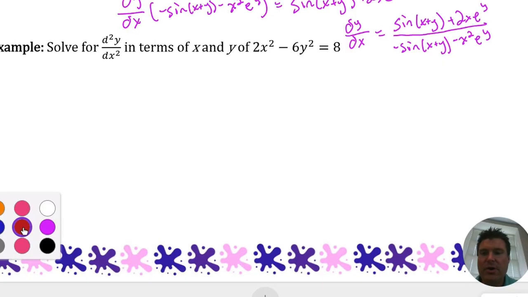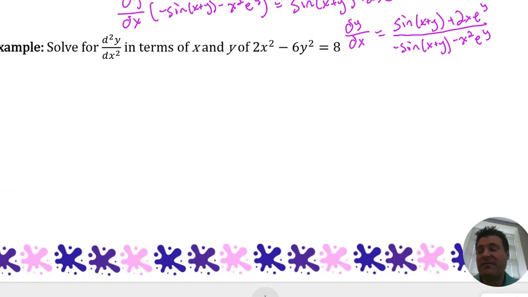Okay, now getting to our last problem here, we're going to find the second derivative. Finding the second derivative for implicit is just find the first derivative, then differentiate from there. We're going to do it in terms of x and y, and I'll even show you a trick afterwards about what this could look like in multiple choice.